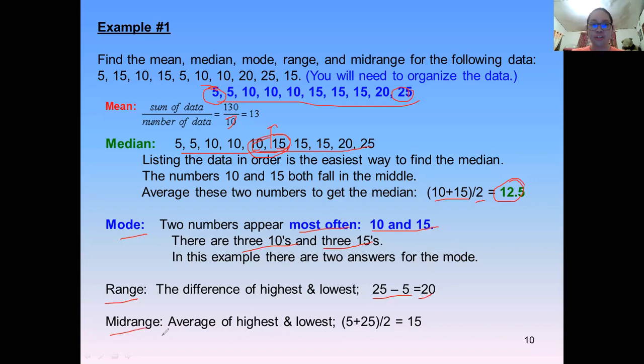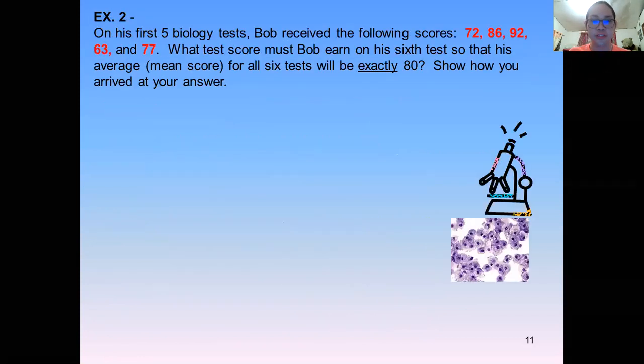And for the mid-range, get its average. So 5 plus 25. Highest is 25, lowest is 5. Add it, that gives you 30. Divide by 2, you have 15. This is your mid-range. So I hope you'll be able to remember the concept of getting the mean, median, and mode, including the range and mid-range. Okay, so now let's proceed to the next slide.